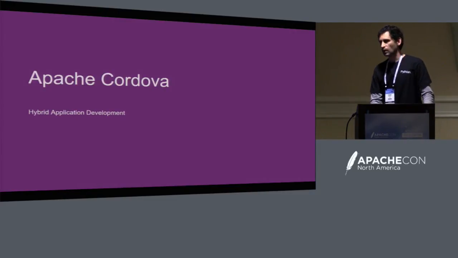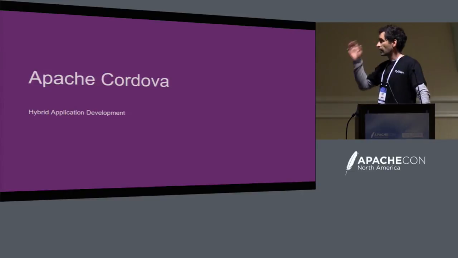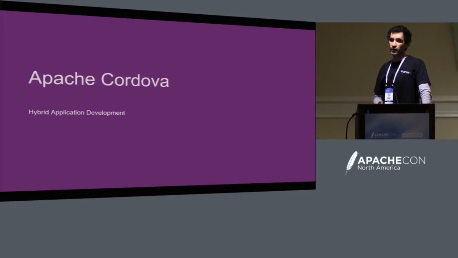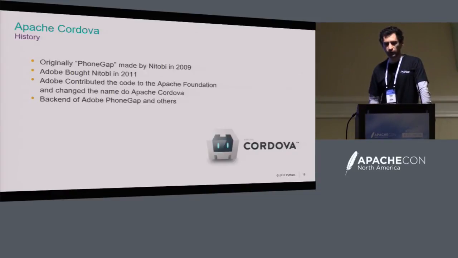So this is the web part. And I don't know if anyone knows about the Apache Cordova project. Apache Cordova is basically an Apache project that enables you to build hybrid applications. So what's the history? It was developed, as probably most of you know, for the PhoneGap project, which is an Adobe project. This was born by Nitobi. Adobe bought it in 2011, and then they donated the source code to the foundation.